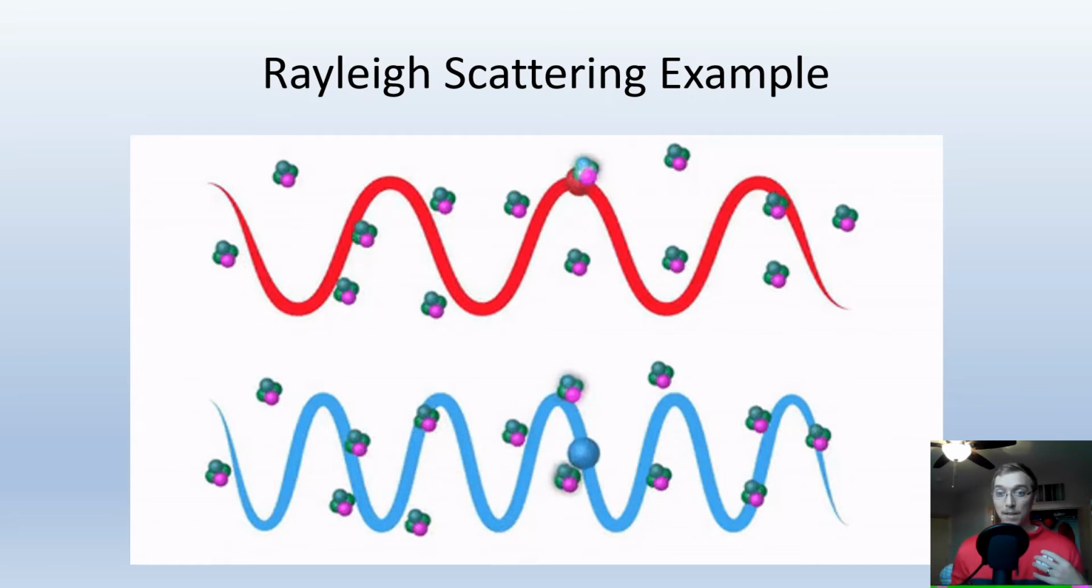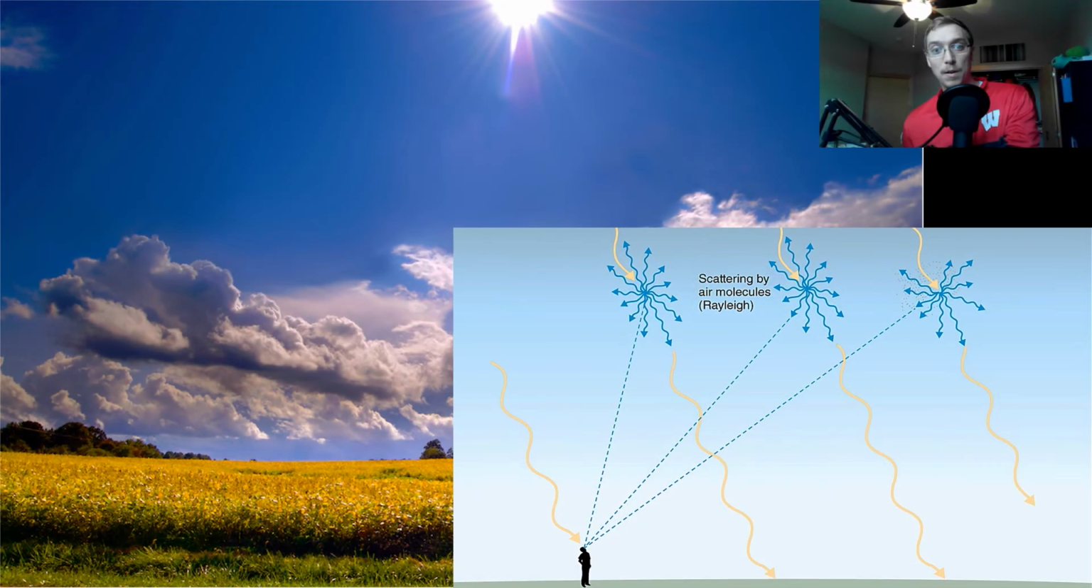It's hitting a lot more particles, whereas the red is kind of passing through and not hitting nearly as many. So if we think about the beautiful blue sky out in front of me today, or in this picture here, it's the result of Rayleigh scattering.